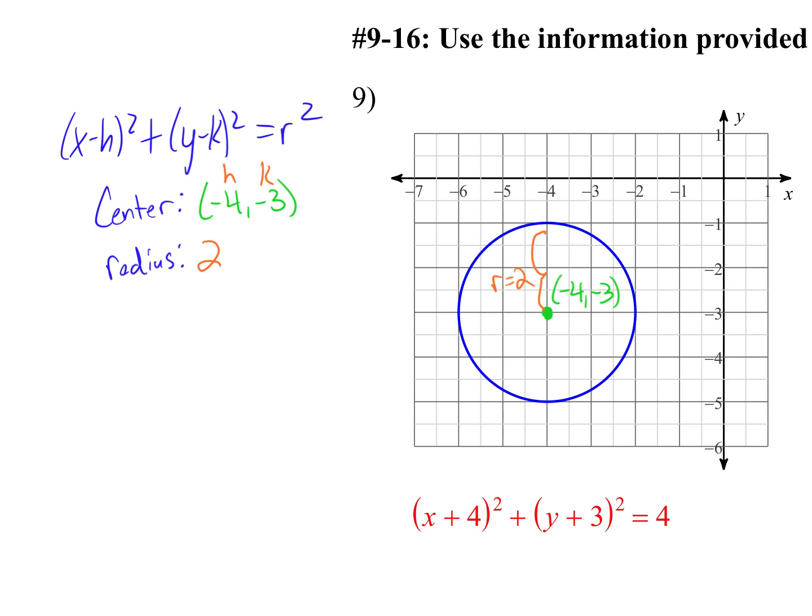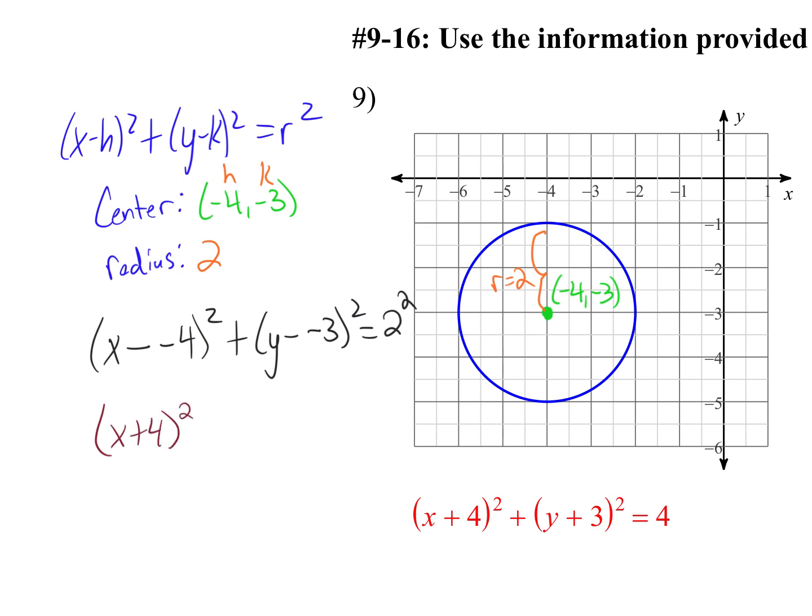All right, we have the center and the radius. Now we just plug it into the formula. Leave x and y alone, so it's x minus, the h is -4, so x minus -4 squared, plus y minus, the k is -3 squared, is equal to the radius, 2, squared. And the last step, simplify. x minus -4 becomes x plus 4 squared. y minus -3 becomes y plus 3 squared, and 2 squared is simply 4.